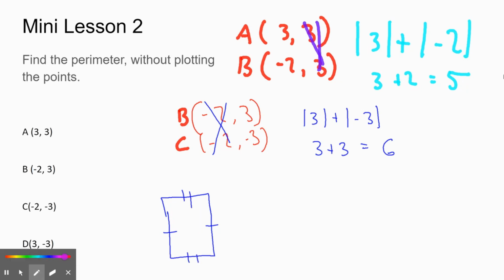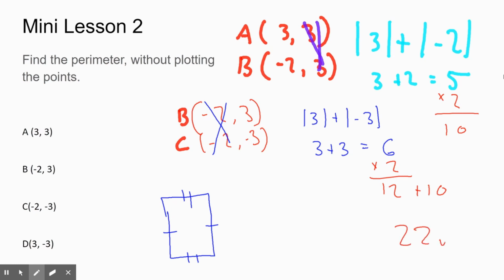So if we just take the two distances that we've already found, multiply them by 2, we get 10 and 12. And then just like in the previous example, we just need to add them up, and we'll get 22 units.